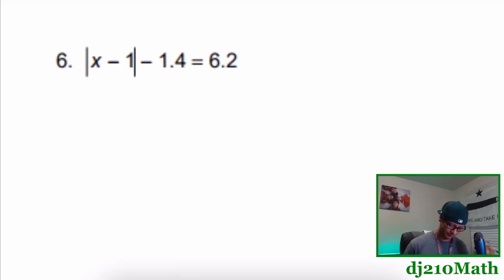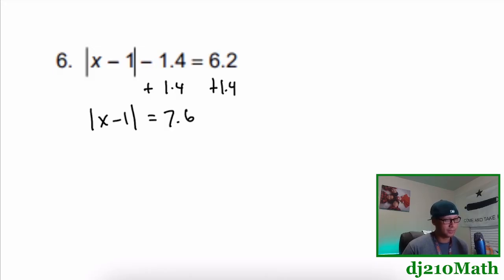Number 6. Absolute value of x minus 1, minus 1.4 is equal to 6.2. There are decimals in this, so we're going to add 1.4 to both sides. So absolute value of x minus 1 is equal to 7.6. The absolute value is by itself, and the solution is positive.